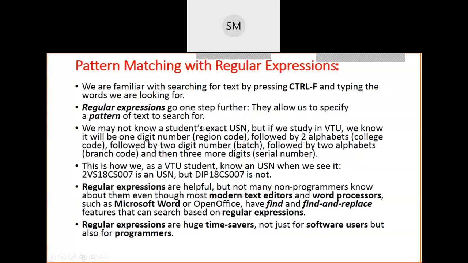So this is how we can prepare a pattern for a particular text. Suppose this is a text or a string. For this string, we can prepare the pattern like this. What is that pattern? First there should be one digit, that is an integer digit, then two alphabets, then again two integer numbers, then again two alphabets, then the last three integer numbers. So this is the pattern for USN.